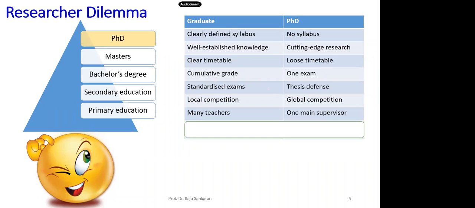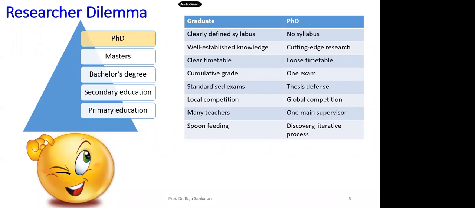In case of graduation, there are many teachers, whereas in a PhD, one supervisor. One is the main person who's the supervisor or the guide. In case of graduation, again, there is a lot of spoon feeding. In case of PhD, it is all self-motivation, how an individual can work through the process.